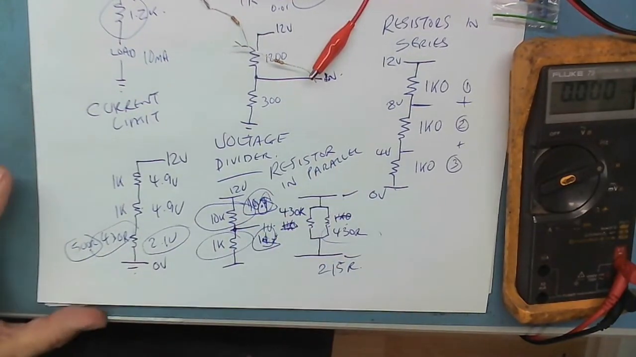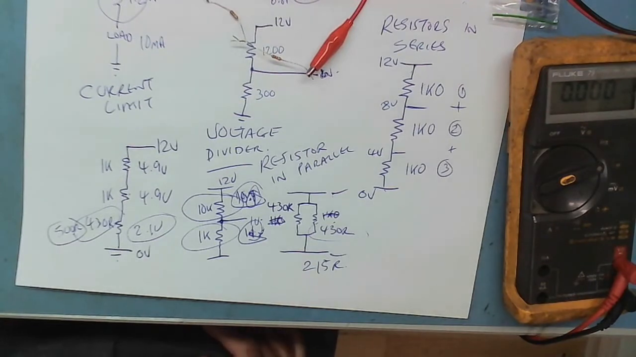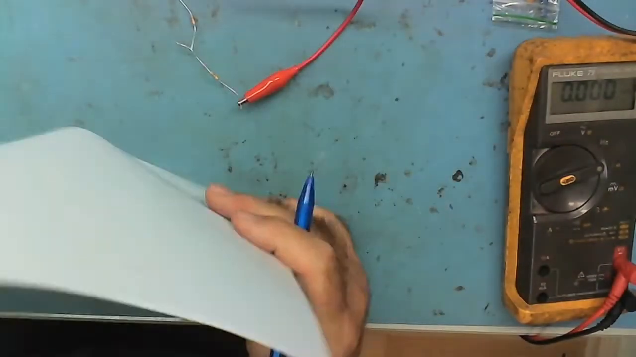And if you can't quite work it in your head, you can just go and look up resistors in series, voltage divider. And again, you'll find a website where you just put the values in and it tells you exactly what you got. So that's that.